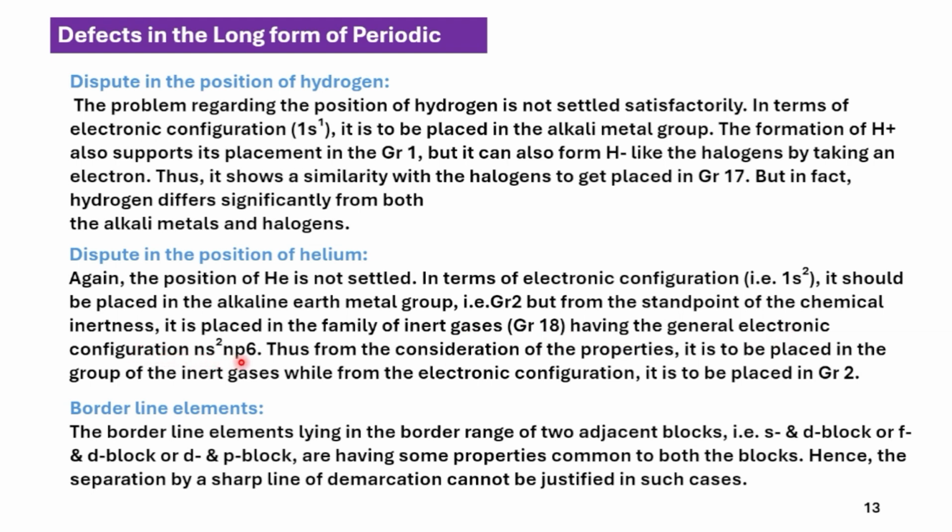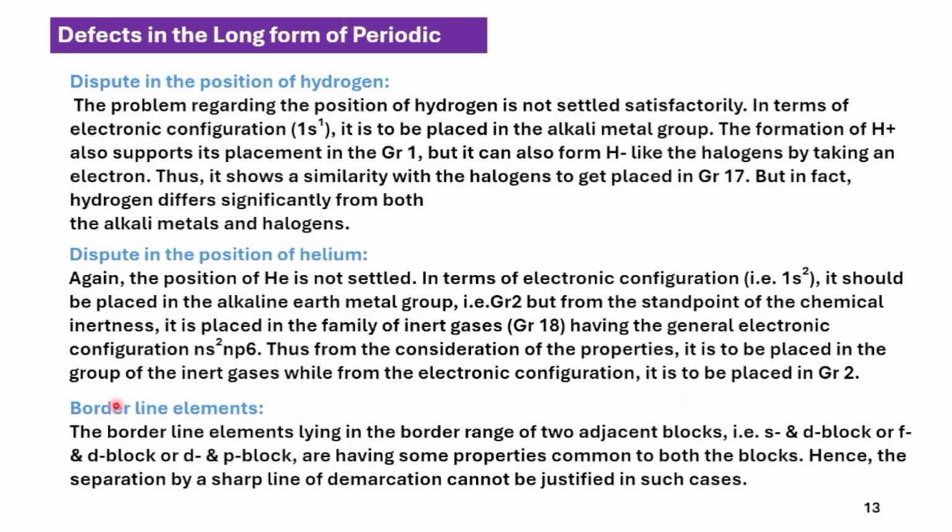So this ns2np6 is the common configuration for the other inert gases. But in case of helium, it is a little bit of an exception. There is no np6, only ns2, 1s2. Thus, from the consideration of the properties, it is to be placed in the group of the inert gases, while from the electronic configuration, it is to be placed in group 2. But ideally, it is in group 18. If you see the modern form of the periodic table, helium is placed in group 18. But still, ambiguity is there.